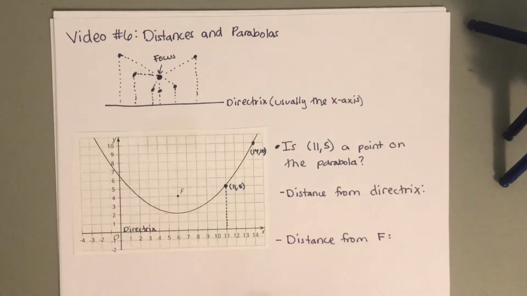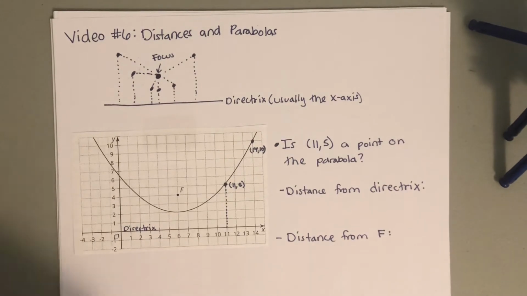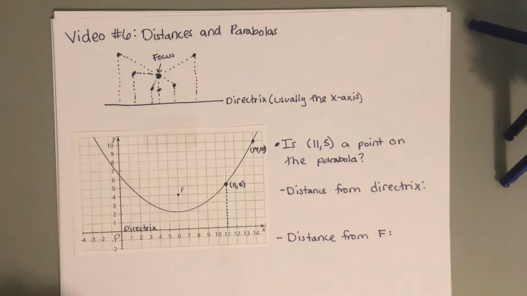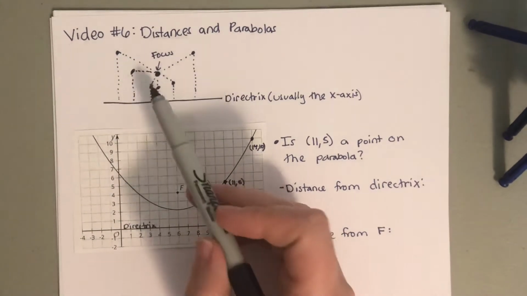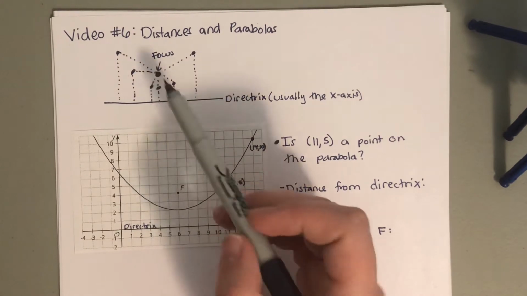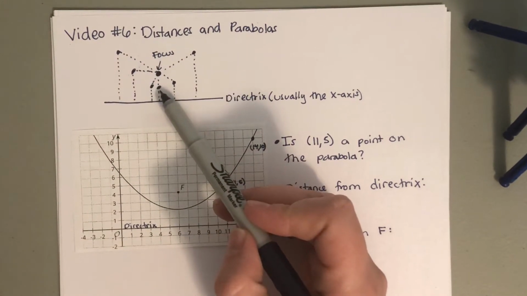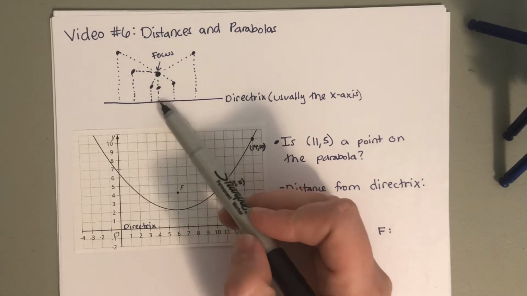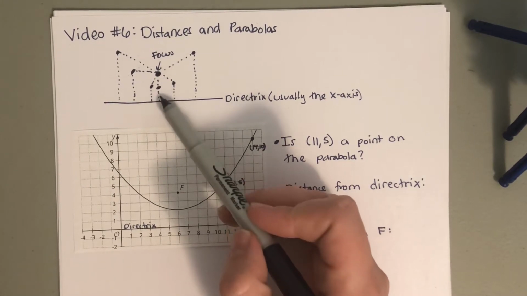Now, a parabola really is just all the points that are the same distance away between the focus and the directrix. They're equidistant from these two things. So for example, this dot is the same distance away from the point and the line. So it's on the parabola.